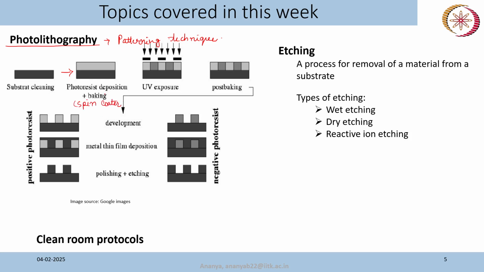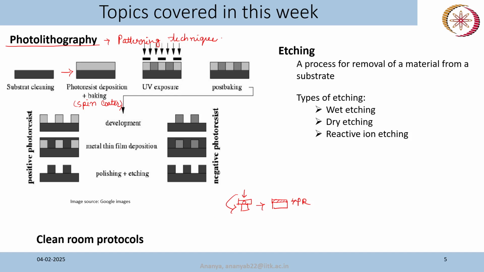I hope you are familiar with photolithography. In the spin coater there will be a vacuum chuck. You place your sample on top of it, drop your photoresist there, and it will rotate at a very high speed. Based on the speed, you will get a certain thickness of photoresist on top of your substrate. So this is done using a spin coater.